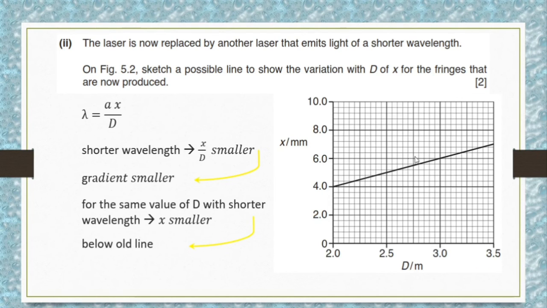So if this is the old line and this is the X against D graph, the gradient must be smaller and it should be below the old line. So you can draw it like this. Yeah, the gradient is smaller and it will always be below the old line.